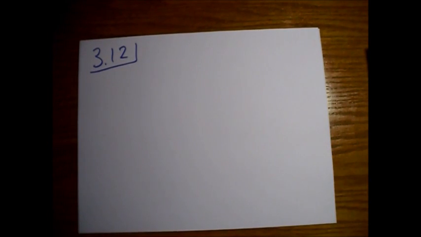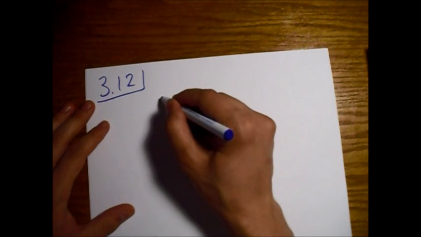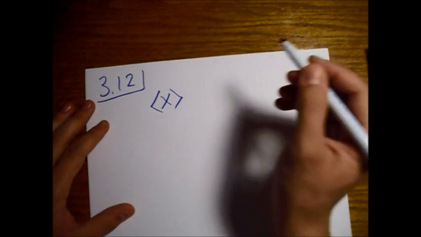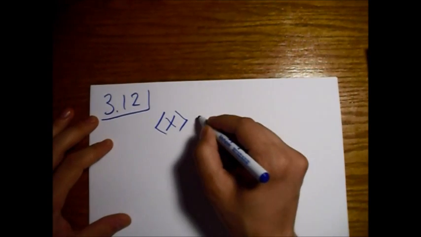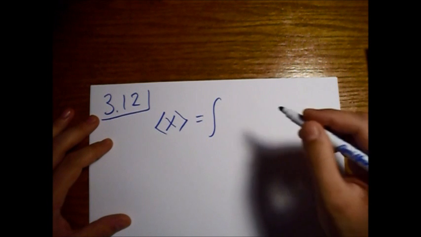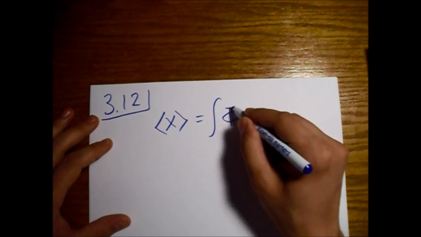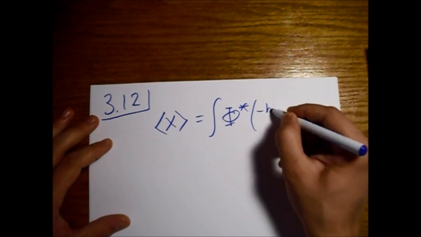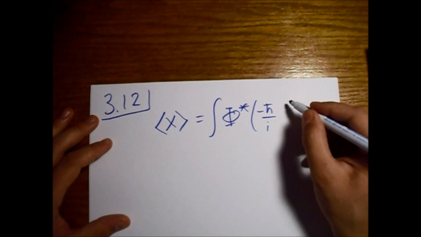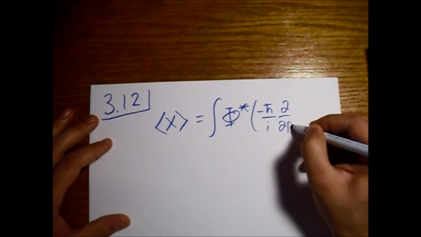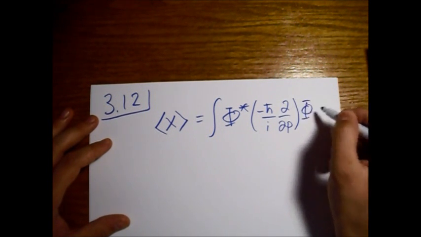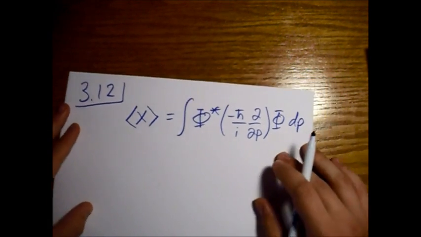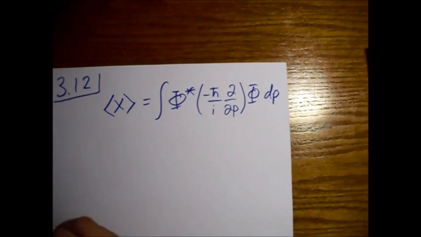Alright, so this is Griffiths Quantum Mechanics, problem 3.12. We're going to show that the expectation value of x is equal to this integral here. Okay, so these are the wave functions, except they're in momentum space, not position space.